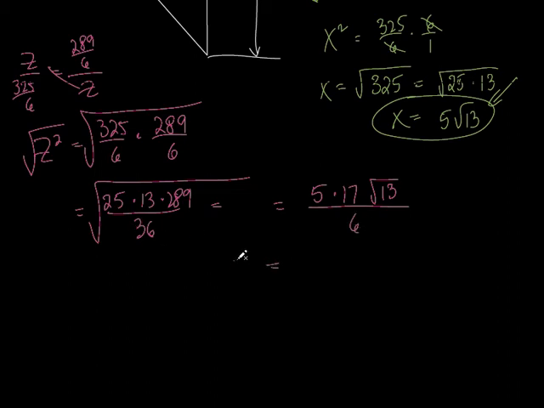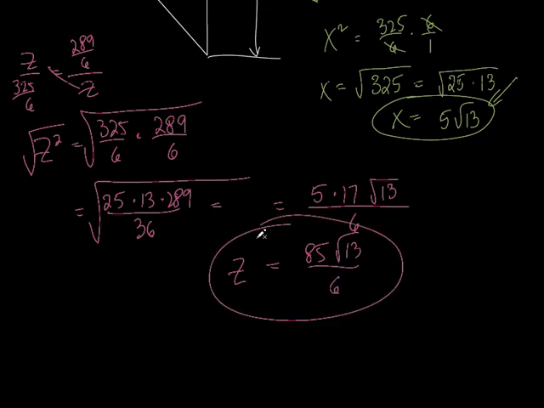We're almost done. Z equals, watch, 5 times 17 is 85, times the square root of 13 over 6, and that's what Z is right there. Now, if you look in the back of the book, they're writing these as decimals. I don't want you to write it as a decimal. I don't care if they do or not. I want you to write it like this.